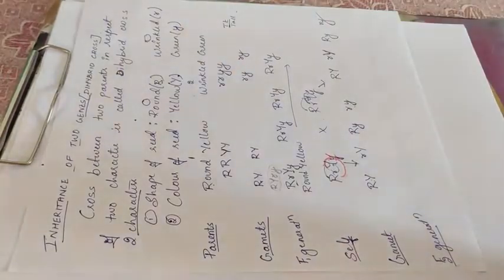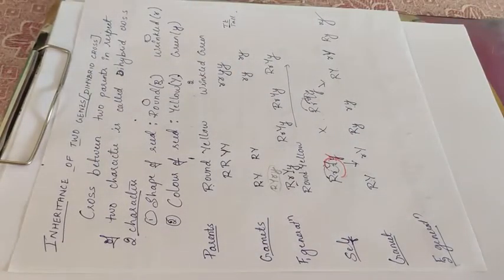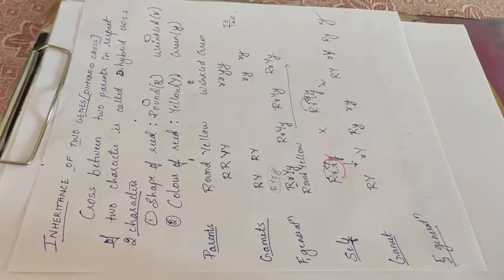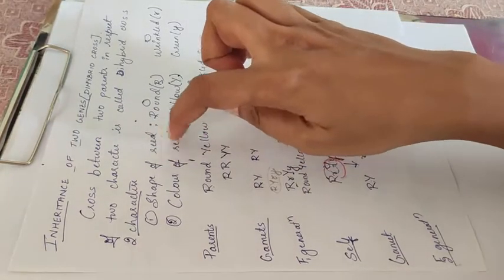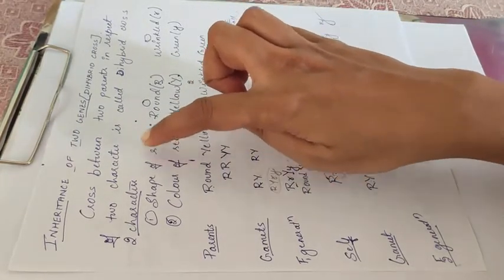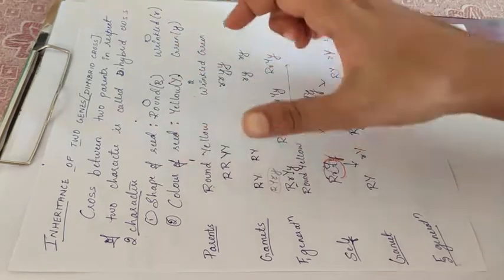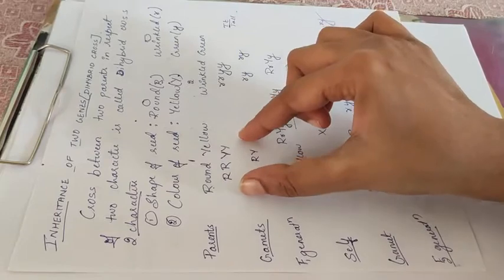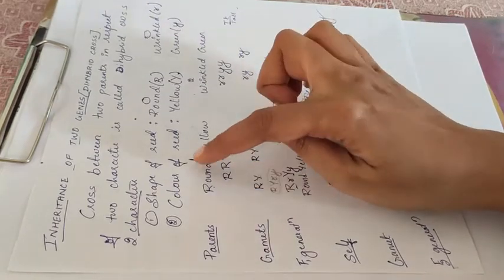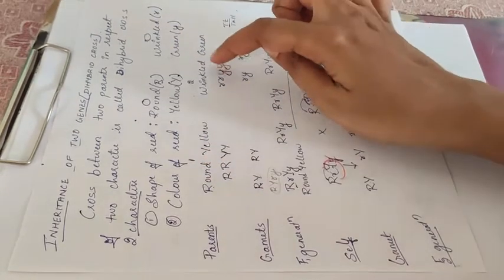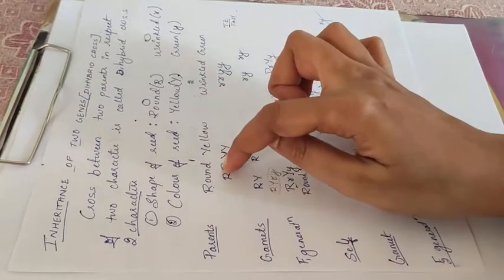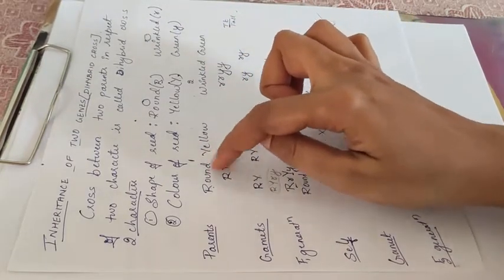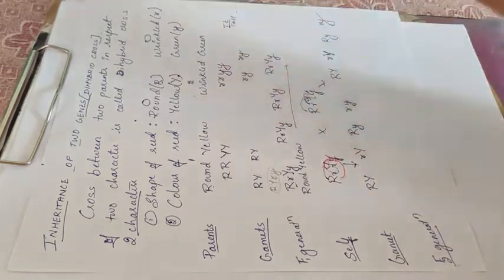Dihybrid crosses: when you are going to cross two parents which are differing in 2 characters. Previously we have taken only 1 character. In this case we are going to take 2 characters. If shape is 1 character, color is the 2nd character. So now we have taken 2 plants which are differing. Here you can see the seed of this plant is round and here the seed is wrinkled. In the same seed, the color of this is yellow and this is green.